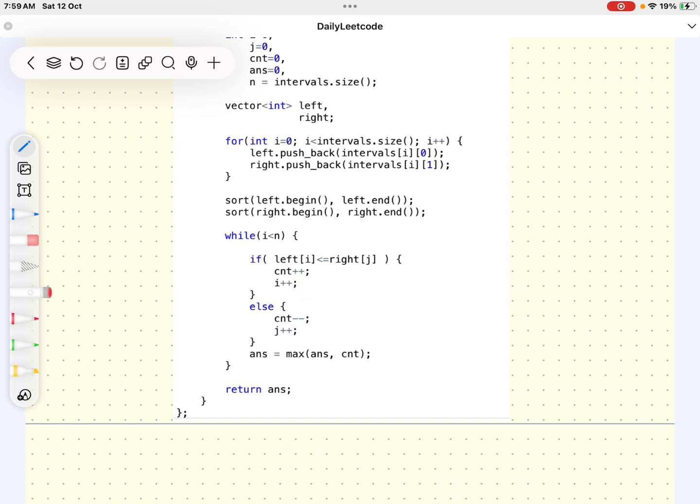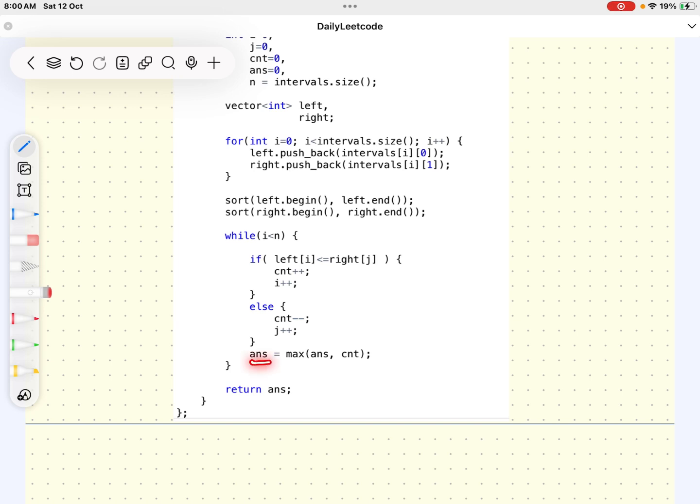And if this condition is not satisfied, which means that the arrival time is greater than the departure time, which means that someone will leave, and whenever the next train or the next interval is coming, we can accommodate it in the already existing group. So we will decrease the count by 1 and increase j because it is tracking the right array.